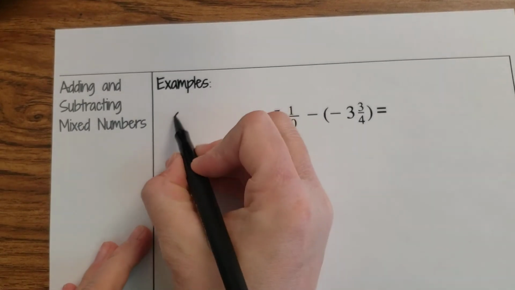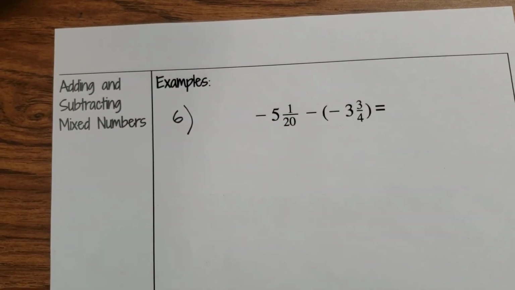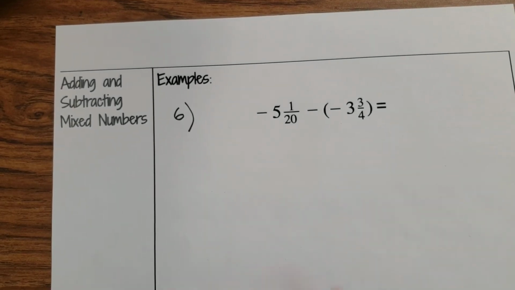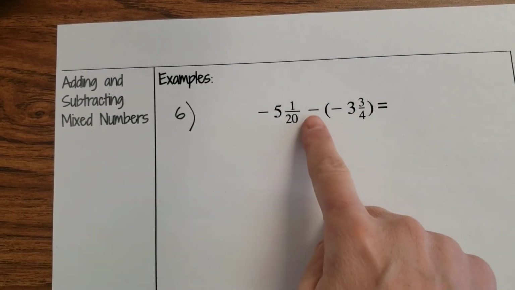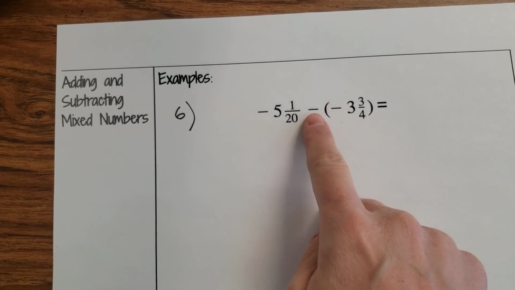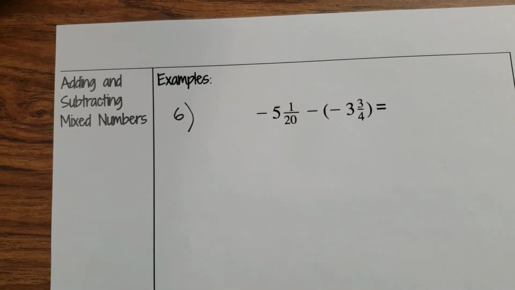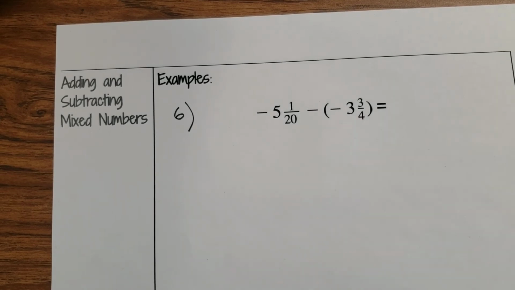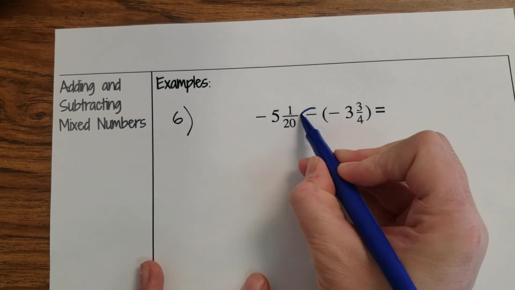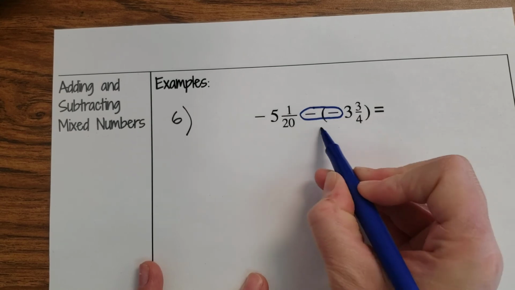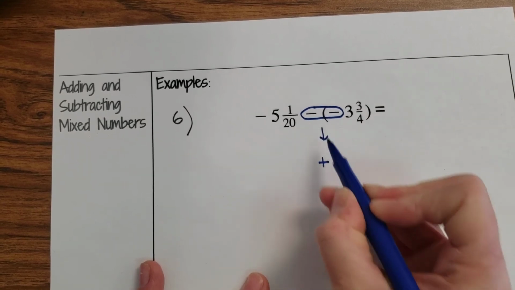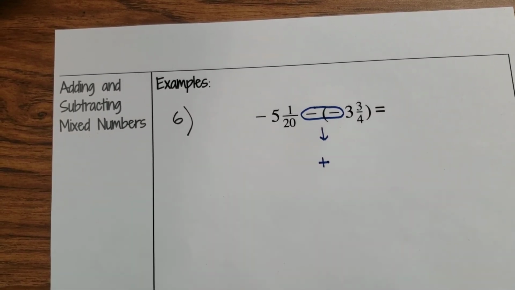All right, here's number 6. Let's label 6 in our notes. We've got another set of mixed numbers. Oh, what do you notice as you're writing this down? Take away the negative. If we take away the negative, that's going to change it to a plus. So right here, I maybe want to rewrite this. This subtract a negative, I'm going to drop that straight down. That's a plus. Take away the negative, make it a plus.